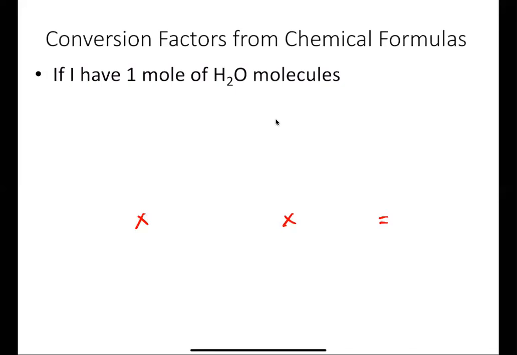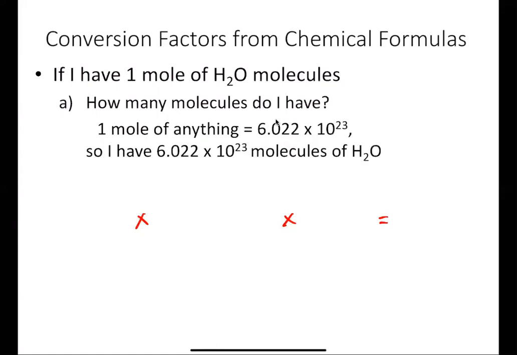So let's go through this. If we have 1 mole of water molecules, and we all know that water is H2O, that means 2 atoms of hydrogen per molecule and 1 atom of oxygen per molecule. So if we have 1 mole of those, how many molecules do we have total? 1 mole of anything is 6.02 times 10 to the 23rd. So that's how many molecules we have.